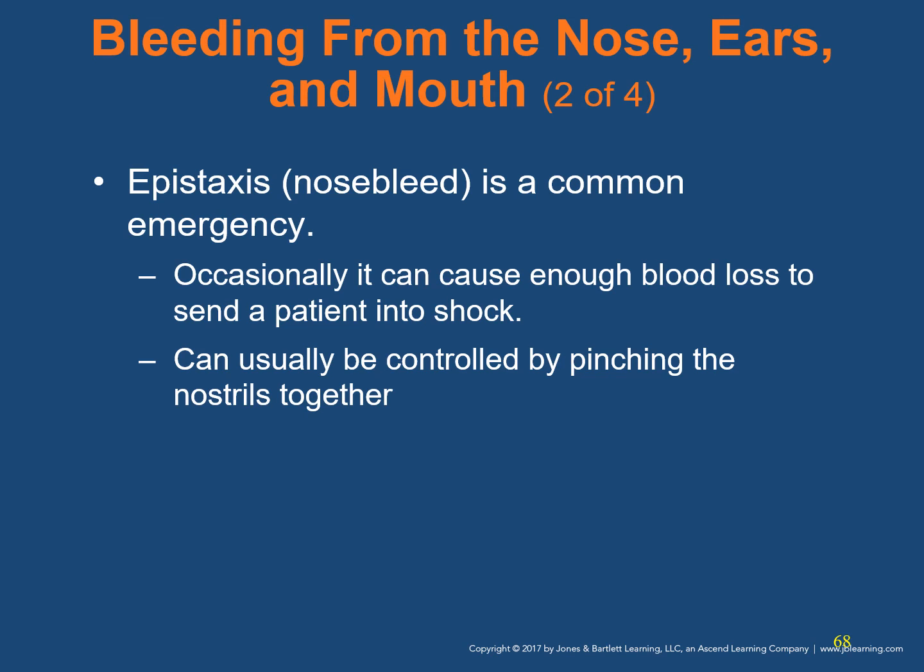Epistaxis, or nosebleed, is a common emergency. Occasionally it can cause enough blood loss to lead to shock. The blood you see may be only a small part of the total blood loss. Much of the blood may pass down the throat into the stomach as the patient swallows. A patient who swallows a large amount of blood may become nauseated and start vomiting. This may be confused with internal bleeding.